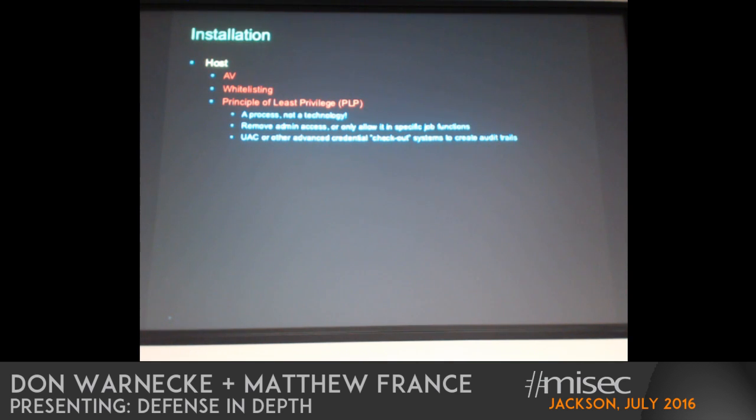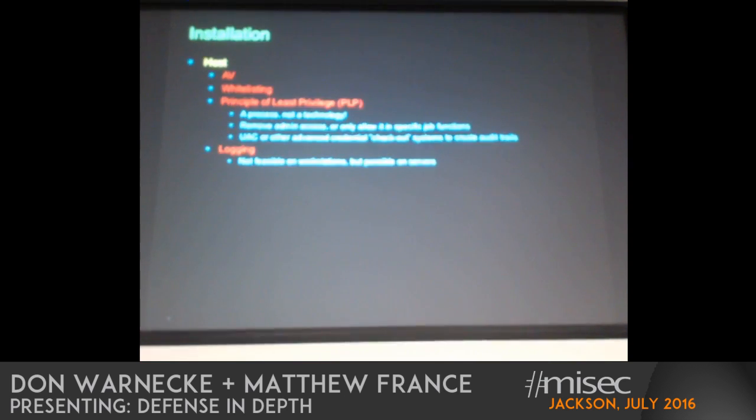UAC or some other advanced, not that UAC is advanced, I'm saying UAC or an advanced credential checkout system or credential management system. Something that can delegate access to users and be logged. UAC is kind of okay because it makes the user at least acknowledge that they're doing something dumb, but I don't even know that it's logged, which moves me to my next point about logging.